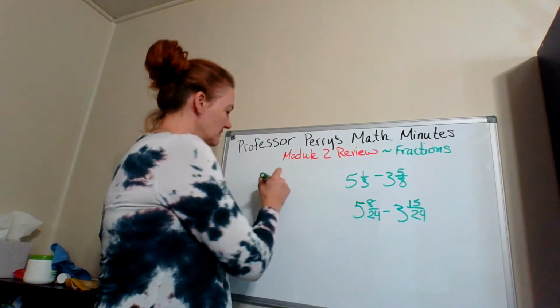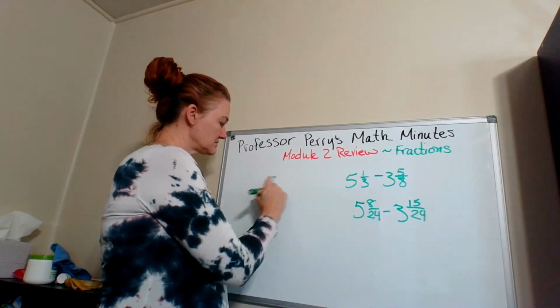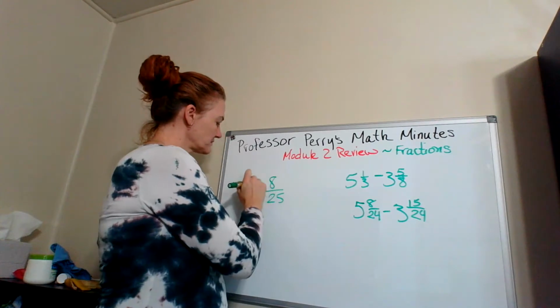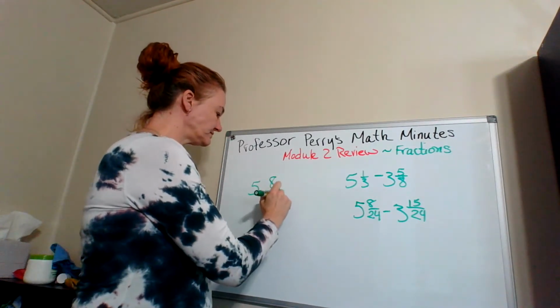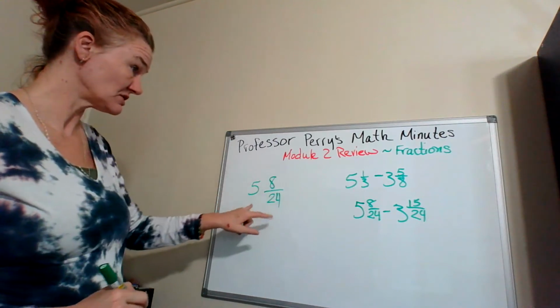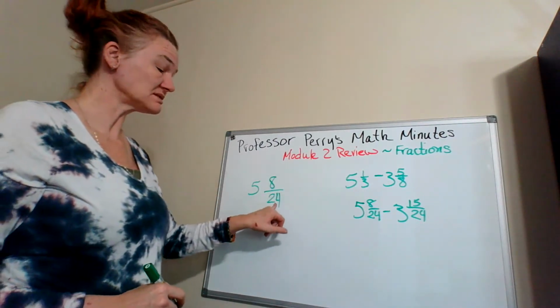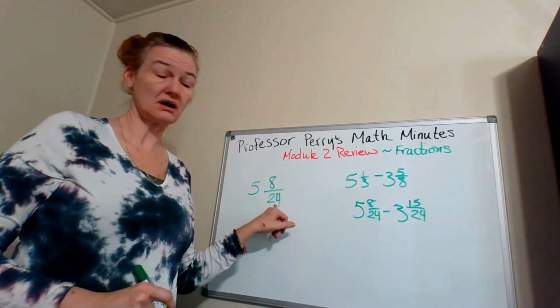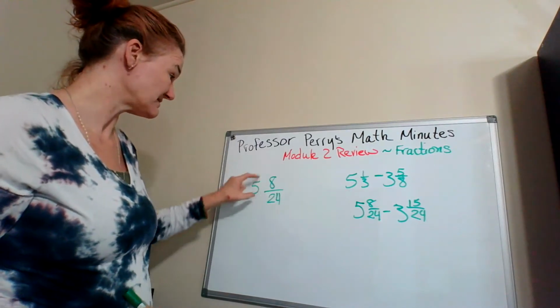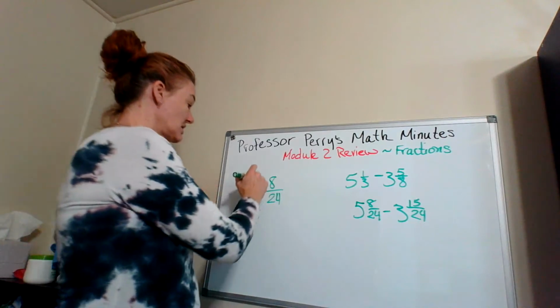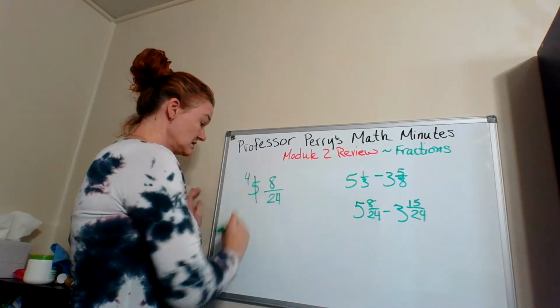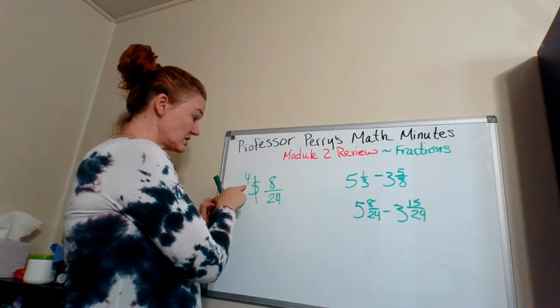Okay, if I have 8 24ths, okay, so I need to borrow. I want something with a 24 on the bottom because I have to add it to this fraction. So what I'm going to do is I'm going to borrow one of these, right? It's going to be a 4.